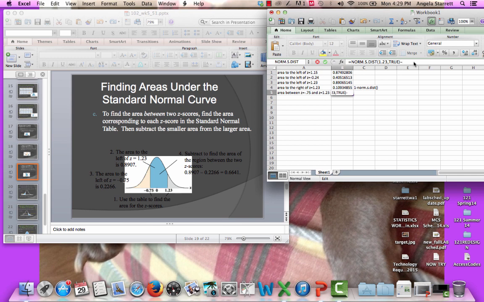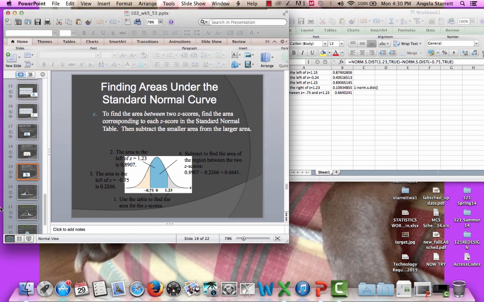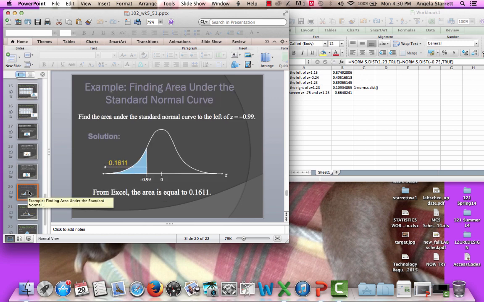So what am I going to do? I need to subtract norm.s.dist at negative 0.75, comma true. All right, and you can see I'm now getting the area between negative 0.75 and 1.23, because when I subtracted the area to the left of negative 0.75, I subtracted away this pale yellow area, leaving me just with the blue shaded area. Okay? It's going to take some getting used to. That's why I'm offering 3 study sessions this week for you guys.